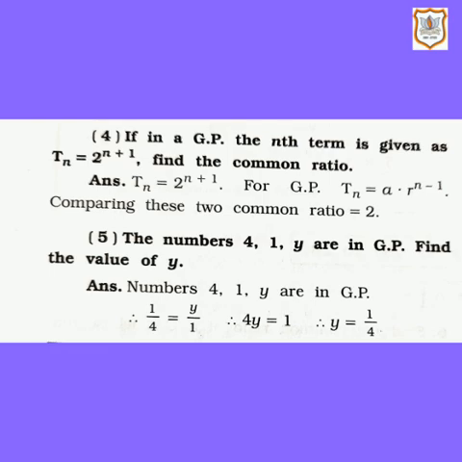Fifth sum: the numbers 4, 1, y are in GP. Find the value of y. If we want to find the value of y, we can find it with the help of the common ratio method. These are the numbers 4, 1, y in GP. Second term upon first term is 1 by 4. Then third term upon second term is y by 1. So 1 by 4 is equal to y by 1. That gives 4y equals 1. Therefore y is 1 upon 4.